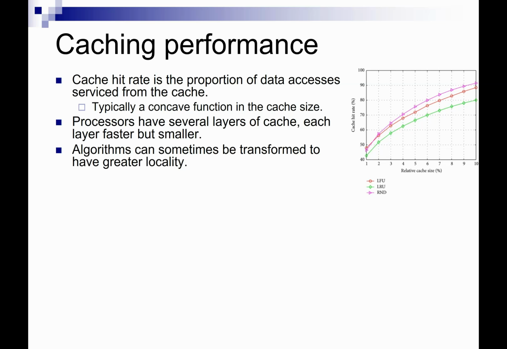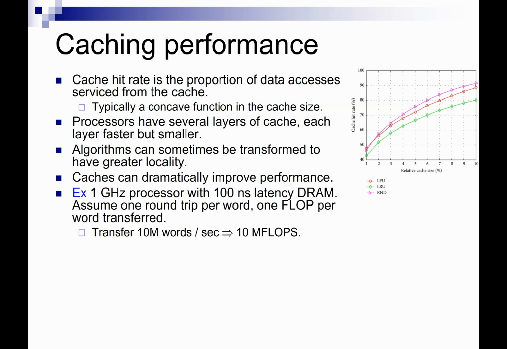We saw that the situations where caches help you is when you have locality in your code. So what if your code does not have locality? Well, then you should redesign your algorithm so that it has greater locality. That can significantly improve your performance. So let's see how much you can actually improve the performance.